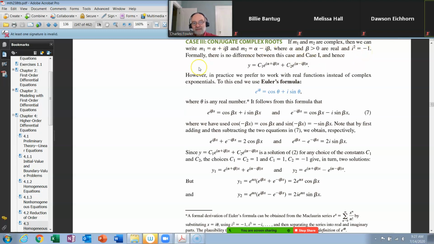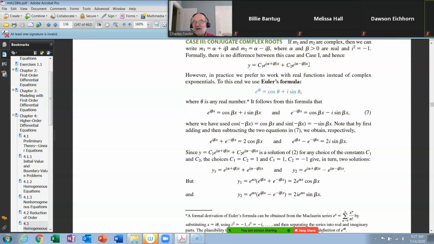Now, formally, there's no difference in that case in case 1. Here would be your solution. Y is equal, now they put a capital C1, I don't know why, but they do. Capital C1 e to the M1, which is alpha plus i beta x, plus capital C2 for some reason, e to the M2, which is alpha minus i beta x. Those are your solutions. Okay.